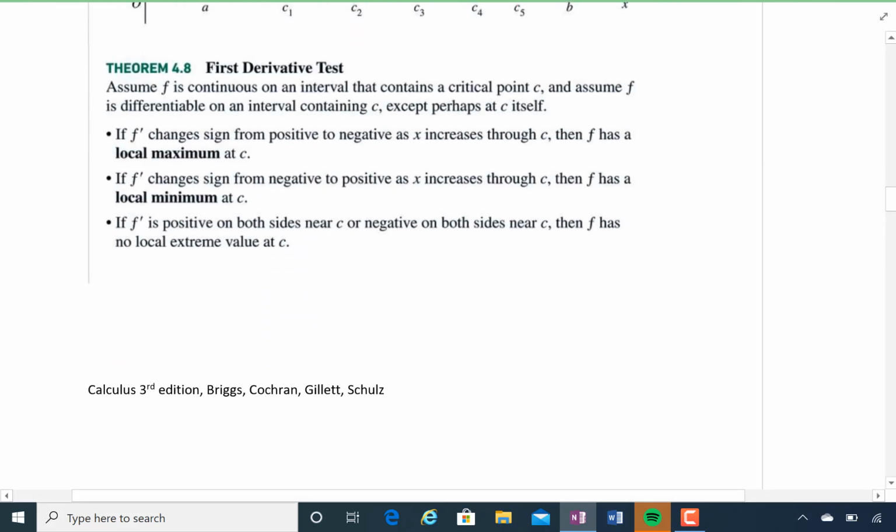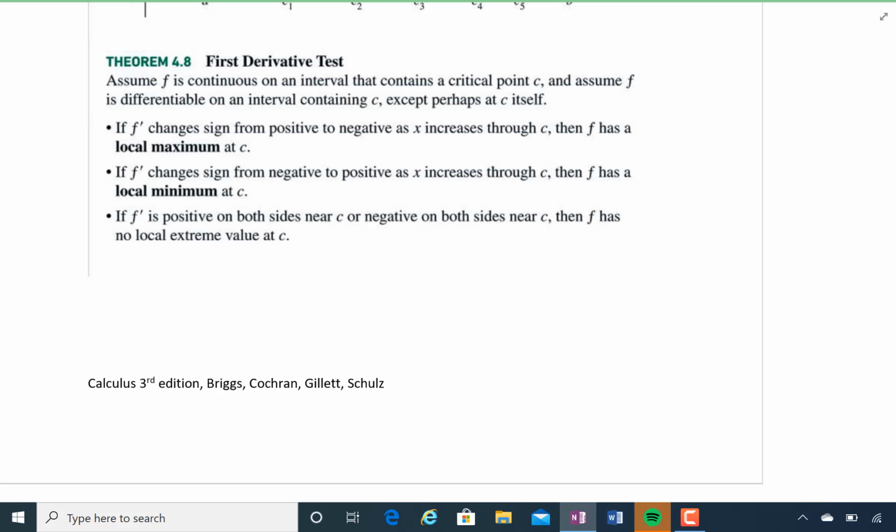So, first derivative test, very important, read it carefully. It says, if f prime changes sign from positive to negative, as x increases through c, then f has a local maximum. If f prime changes sign from negative to positive, as x increases through c, then f has a local minimum at c. What is this c? The c, it's a critical point.